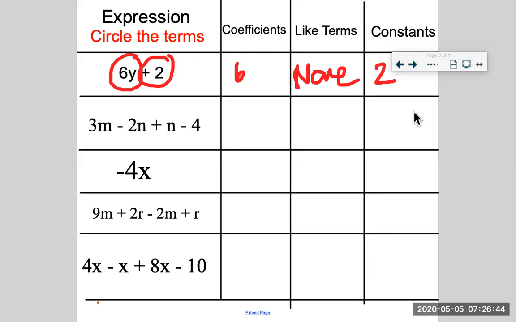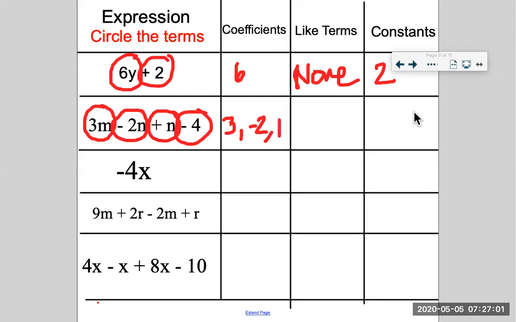All right, in the second expression, 3m is a term, -2n is a term, +n is a term, and -4. So this is a 4-term expression. The coefficients would be 3 and -2 and 1. Now where's the 1? Well, the 1 comes from the 1n. So you don't see a 1 there, but anytime you have a single variable, it means one of them. So let's go to the constants. Would be -4 because that is a number that doesn't change. There's no variable attached to it.